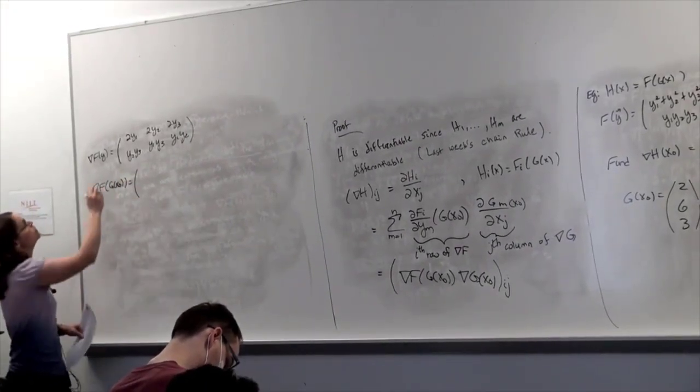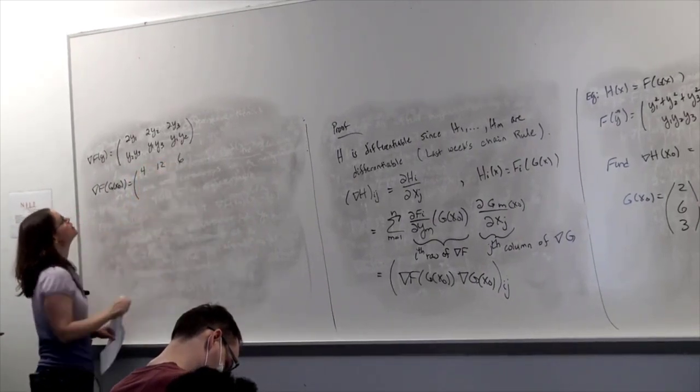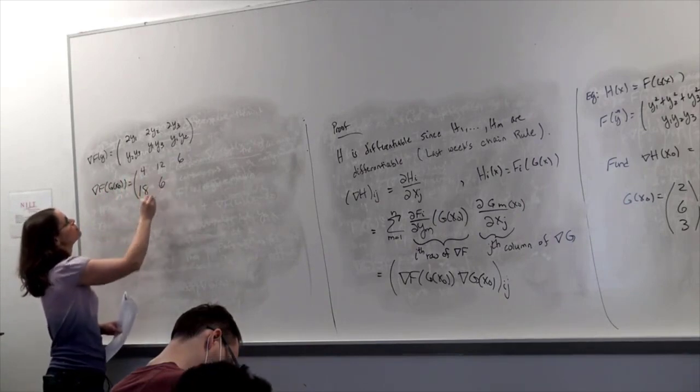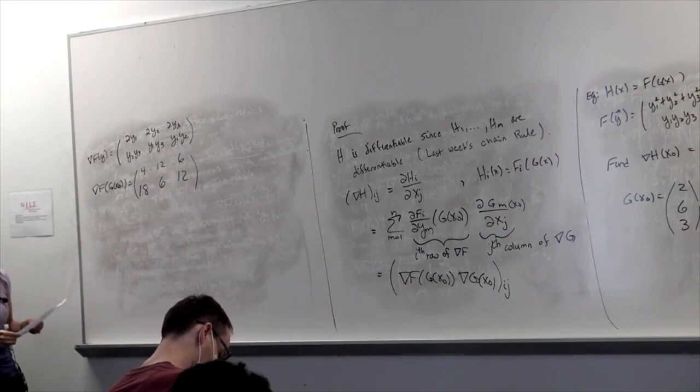Okay, so 2, 6, 3. All right, 6 times 3 is 18. 2 times 3 is 6. 2 times 6 is 12.